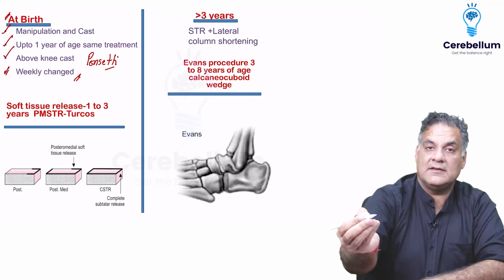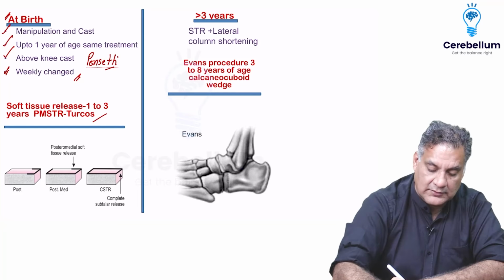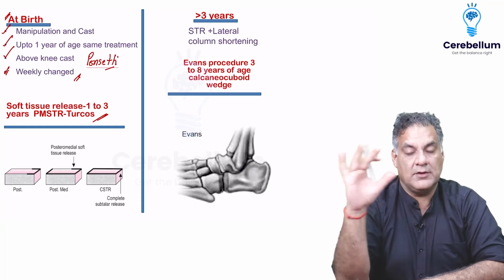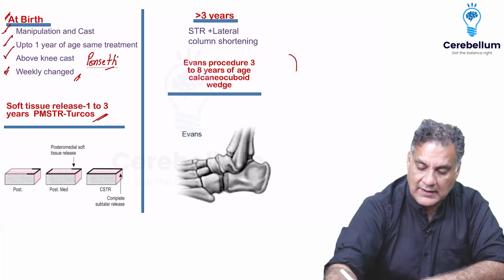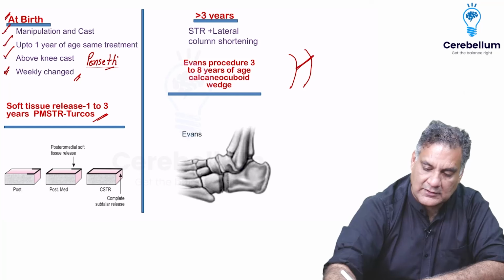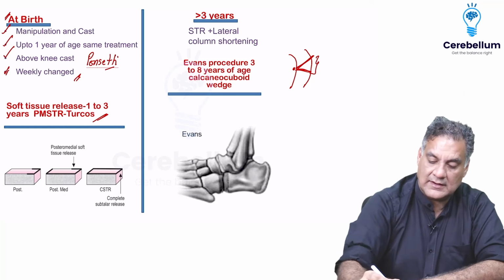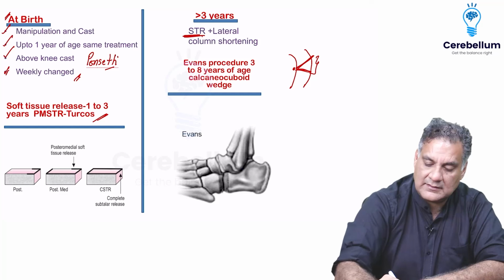If it doesn't correct this way, between 1 to 3 years, you will release the soft tissues on the medial side, called the Turco method. Beyond 3 years, since you have a varus foot, you will take out a wedge of bone, more on the lateral side, less on the medial side, right? This is called soft tissue release plus lateral column shortening.